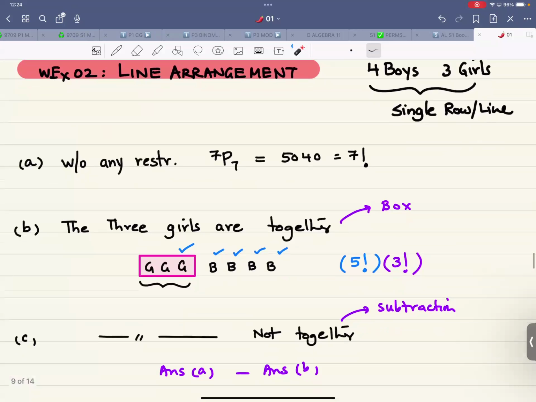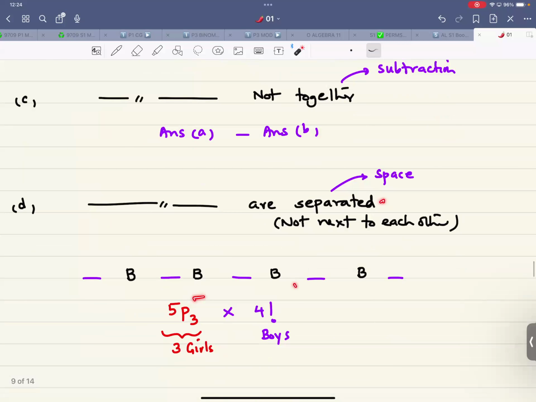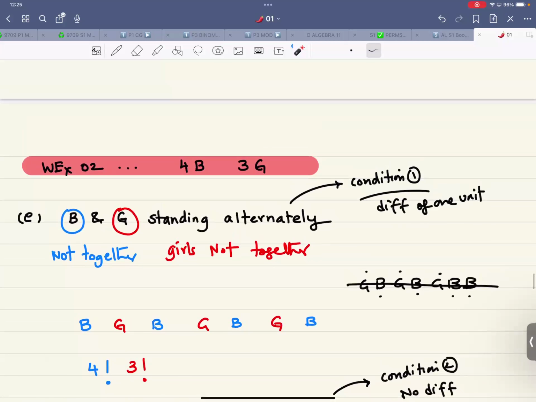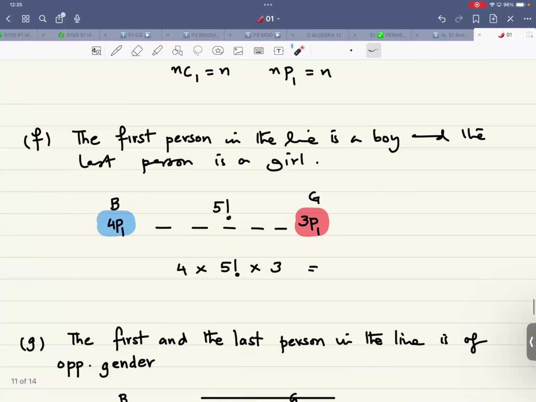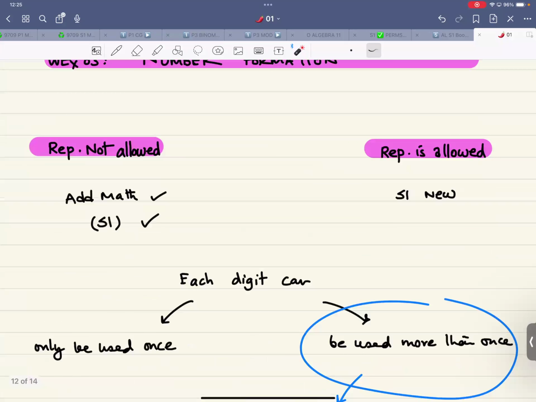Line arrangement, the same concept. 3 girls are together in a box, and then not together, that is subtraction. Separated, that is the space concept. Now, these boys and girls are not identical. So that's why we are not dividing. It will specifically say either it's identical, or if it's so obvious, if we are talking about alphabets, naturally that's identical. If we are talking about digits, that's identical. If they say identical pencil, that will be identical. Identical cans of cola, that will be identical. Unless something is not obvious, they will specify.